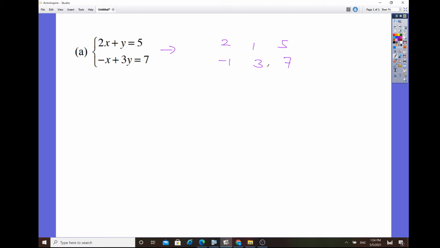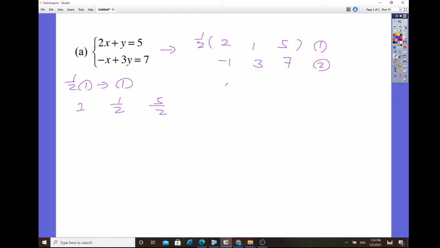According to the row echelon form, we need to start with the first entry. The first row, first column, we need to convert that number to 1. The easy way to do it is to multiply the first row by 1/2 and replace that for row 1. So 1/2 times 2 is 1, 1/2 times 1 is 1/2, and 1/2 times 5 is 5/2. We can certainly do that.